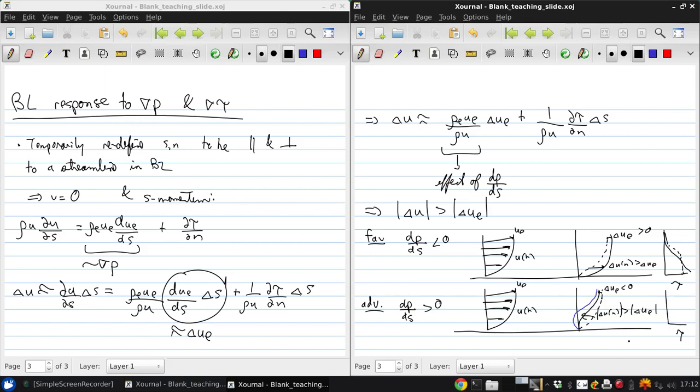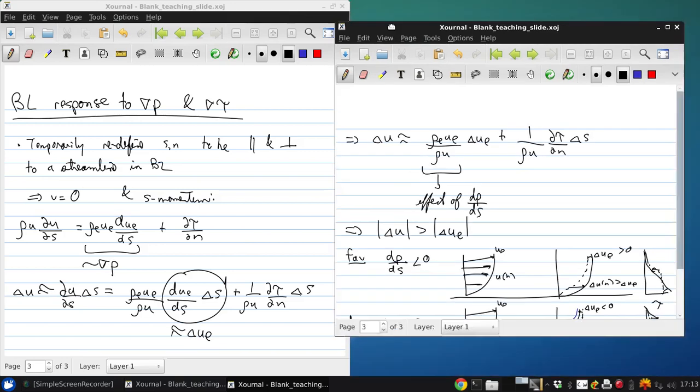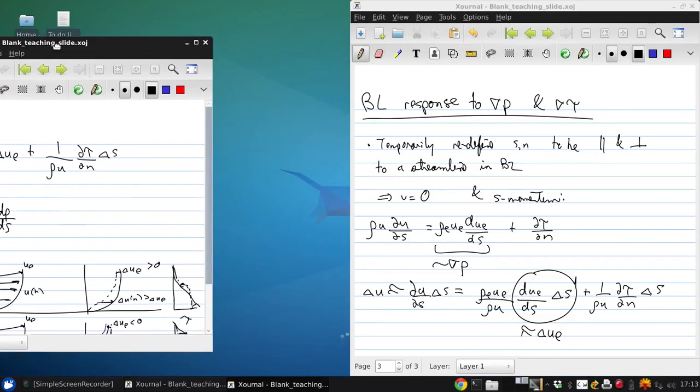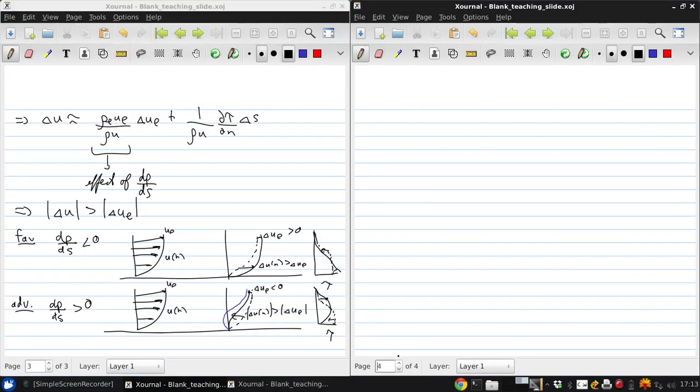To complete the comparison, the shear stress, which again started from something like this, now looks something more like that. So it's been increased out here and decreased down here. Whereas in this case, it was increased here and decreased here. So it's the opposite effect for the shear stress as well. So what we see is that dP/dS is not a function of n in the boundary layer. But this is not the case for d tau/dn. This varies very strongly in the boundary layer.